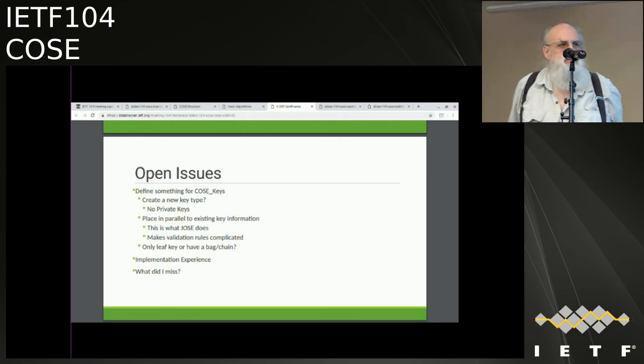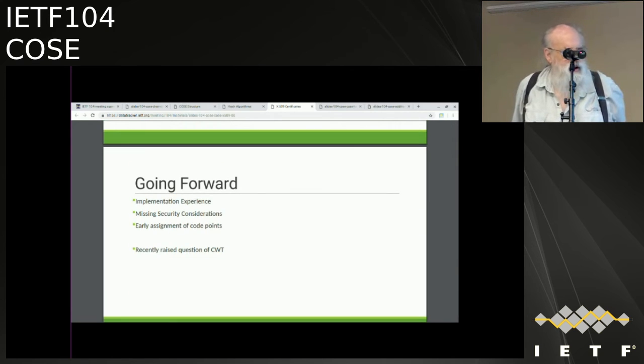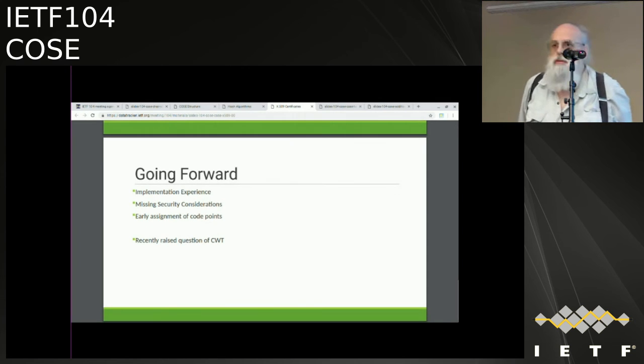And then, of course, there's the standard question. What did I miss? Going forward, still haven't written the security considerations for this document either. I think we need some implementation experience so we know for sure what is happening on some of these things. But there's still at least one person has asked for some early point assignments for an external standards body. And I think I'm done.